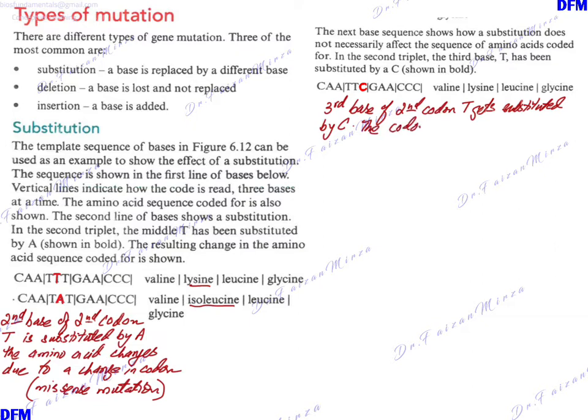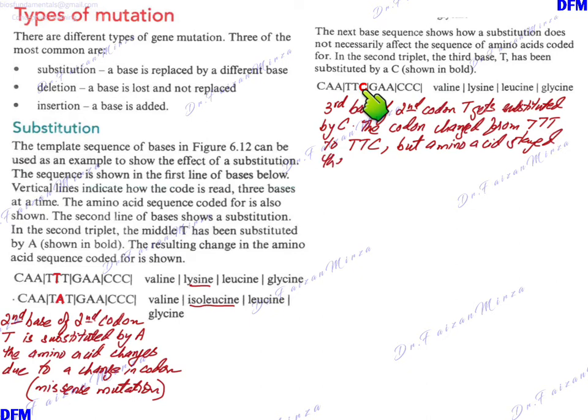Initially this was a T, because it was TTT, and the TTT codon was coding for the amino acid lysine. If this TTT turns into TTC, the third position of the second codon got substituted by C, where initially there was a T. Still, we know that TTC and TTT both code for the same amino acid. You can use the tables which are provided to you in the questions, and these are provided in the appendix of the books as well.